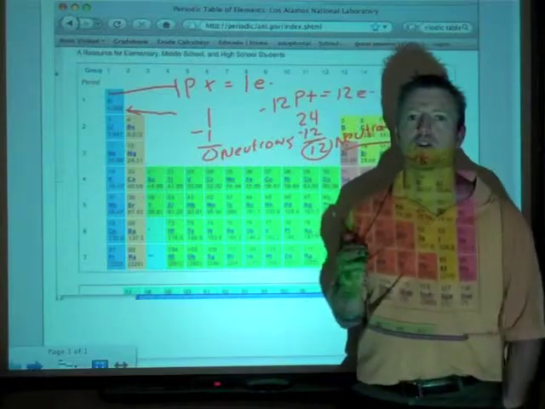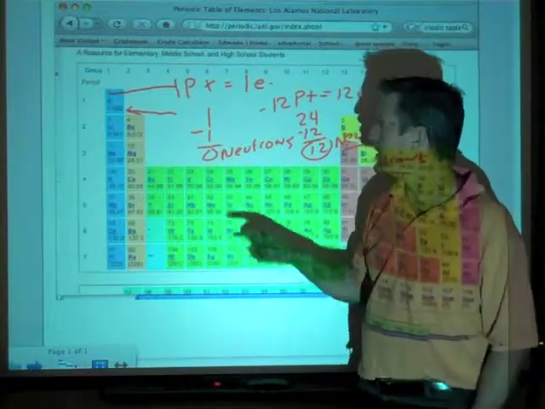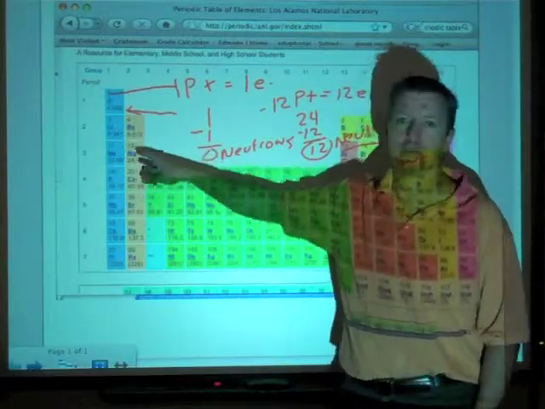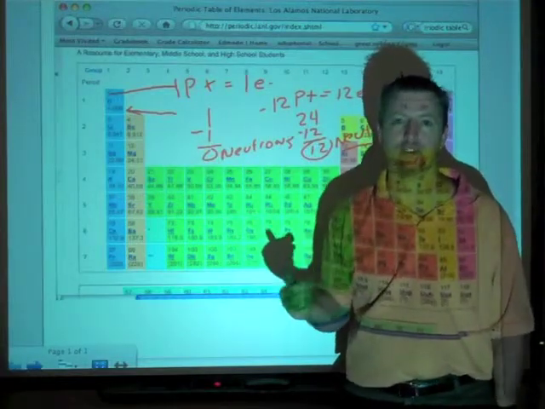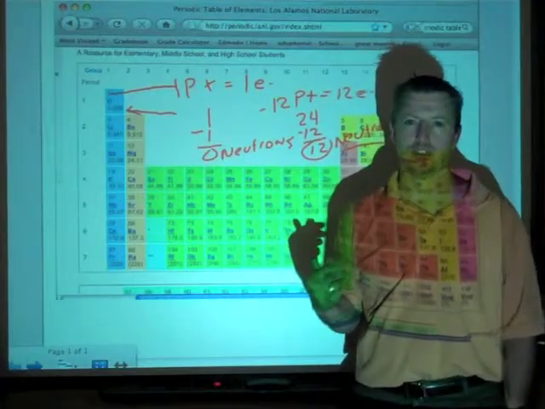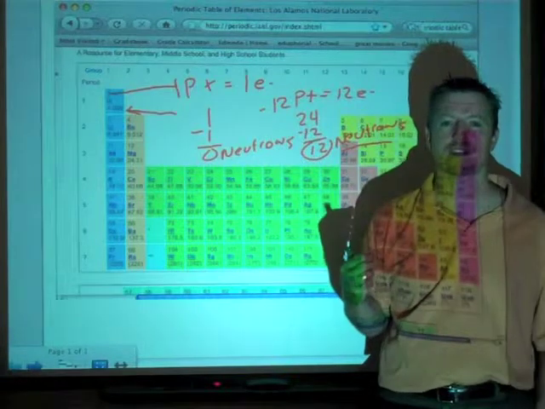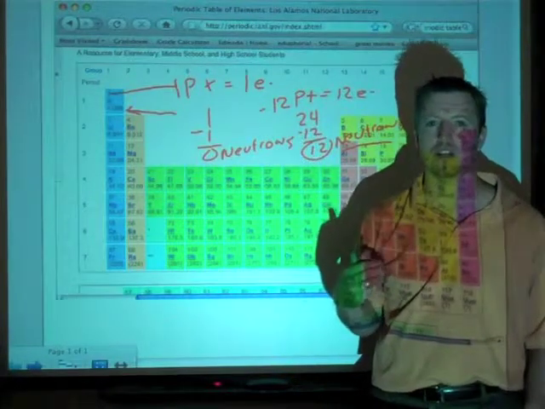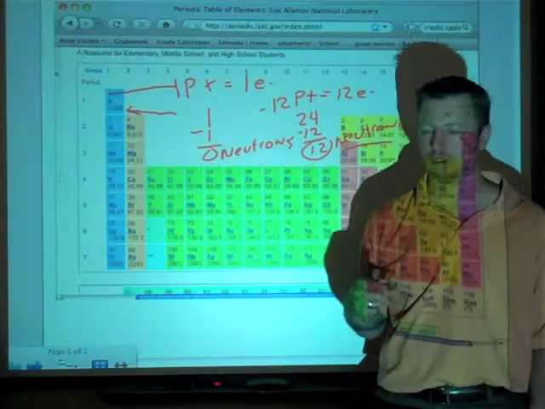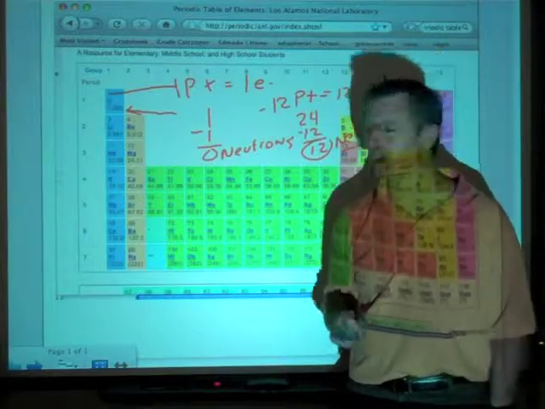Okay? So we understand that we can't always rely on the atomic number to tell me neutrons. In fact, we should never rely on that. We always have to subtract. So the main component of being able to find the neutrons is to be able to subtract those two numbers. So I hope you get a lot out of this lesson.